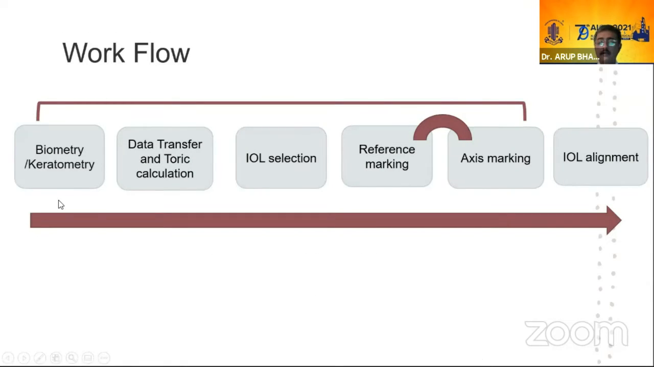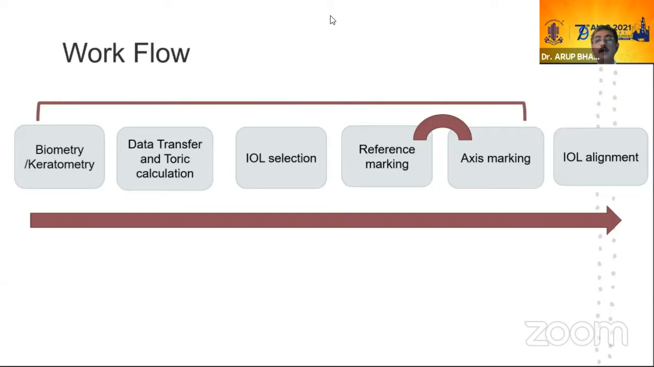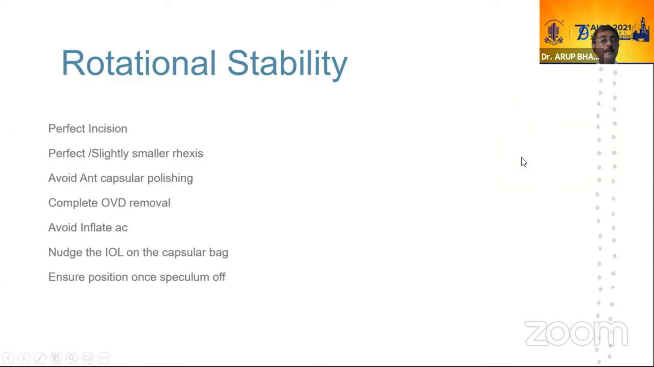As Dr. Shati has described, if you have a digital marking system, it can avoid the reference error in the reference marking and the axis marking part. If you have a Callisto system and a biometry system that directly transfers your data to the OT, then rotational stability depends on the following.